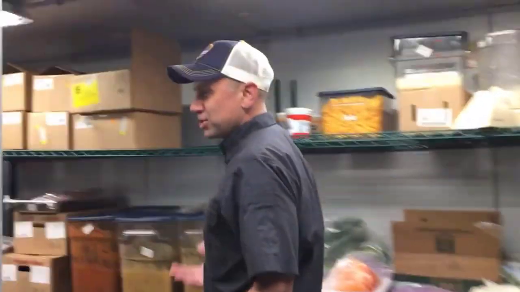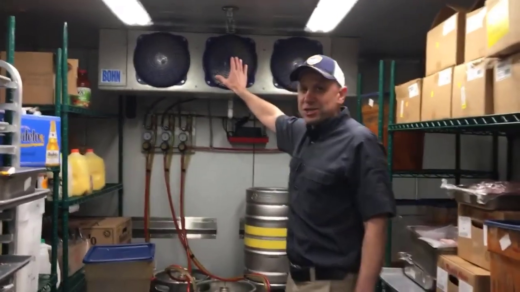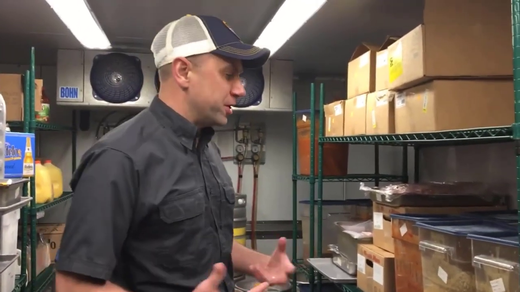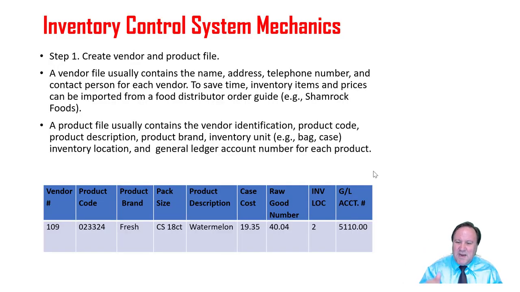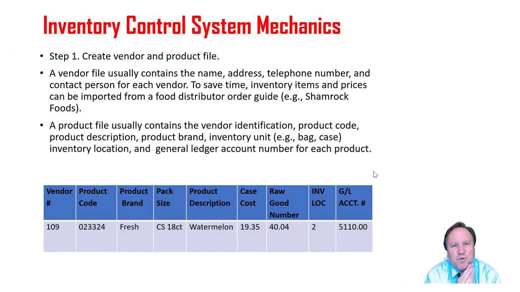Depending upon how big the restaurant is, you can have walk-in A, walk-in B, walk-in C. You can have a freezer separately, or the freezer can be inside the walk-in. You can have dry food storage. You can have beverage storage. You can have all these different places, and you can have locations there. Why are these locations important? For two reasons. One is that when I order an item and I receive this item, I am going to know where to put this item.